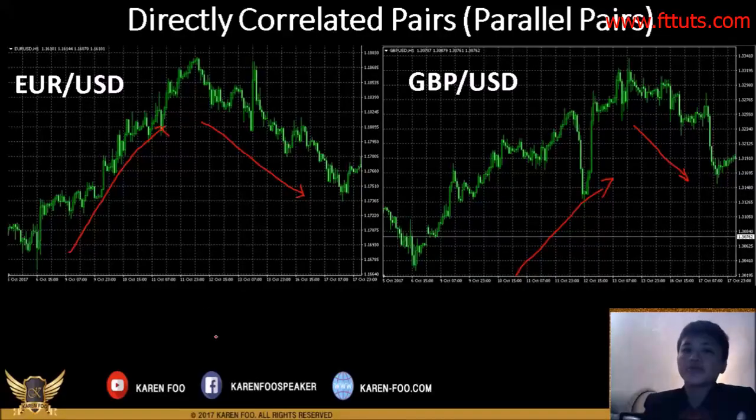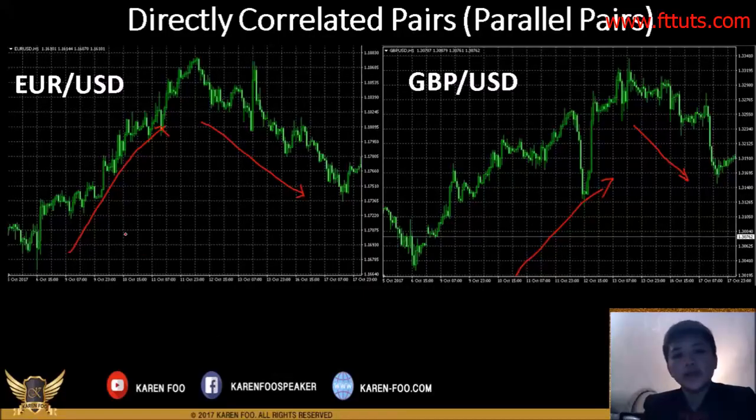So you often find that euro dollar and pound dollar have a correlation coefficient of at least 0.8, meaning that they are very highly correlated to each other, and also meaning that they will move in the same direction 80% of the time. So why is it that the euro dollar and pound dollar are so highly correlated?